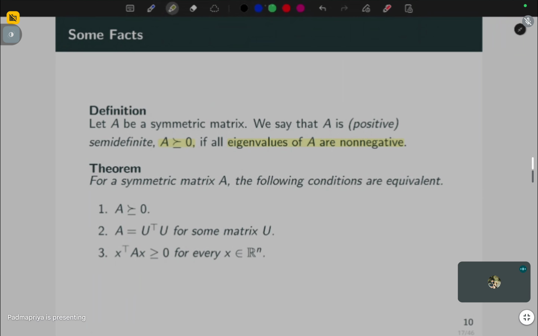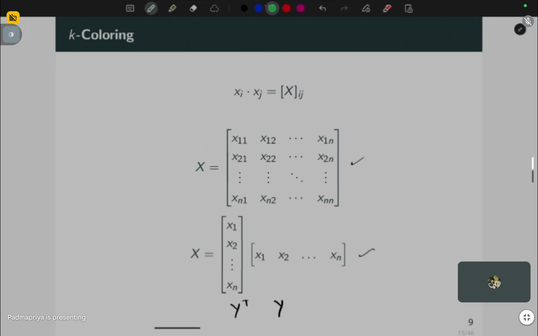And there's a characteristic theorem that states that being a positive semi-definite matrix, being able to write the matrix as U transpose U for some matrix U, and having the fact that X transpose AX is always greater than or equal to 0 for every vector in Rn, all of these are equivalent definitions. So we were just using the second definition to comment that this matrix was a positive semi-definite matrix.